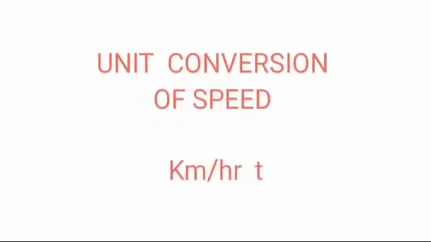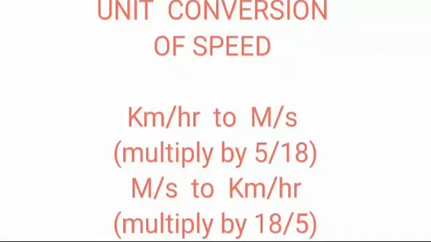Unit conversion for speed. Kilometer per hour to meter per second, we have to multiply it by 5 by 18. For converting meter per second to kilometer per hour, we have to multiply it by 18 divided by 5.